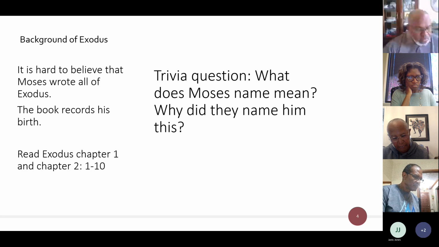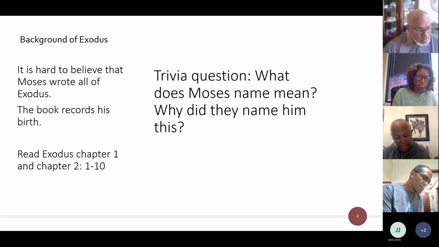And the girl went and got the baby's mother. Pharaoh's daughter said to her, "Take this baby and nurse him for me, and I will pay you." So the woman took the baby and nursed him. When the child grew older, she took him to Pharaoh's daughter, and he became her son. She named him Moses, saying, "I drew him out of the water."